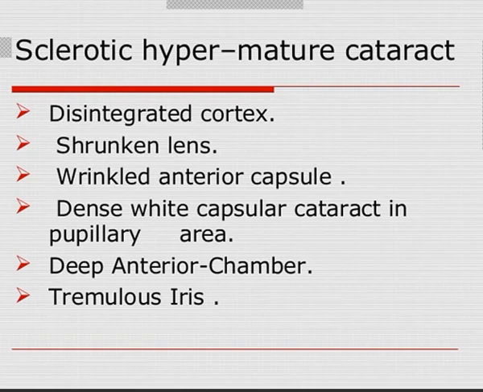Sclerotic hypermature cataract, the disintegrated cataract: the cortex is shrunken, the lens is shrunken, and a wrinkled anterior capsule is there in this case. This is a dense white capsular cataract in the pupillary area, with a deep anterior chamber.